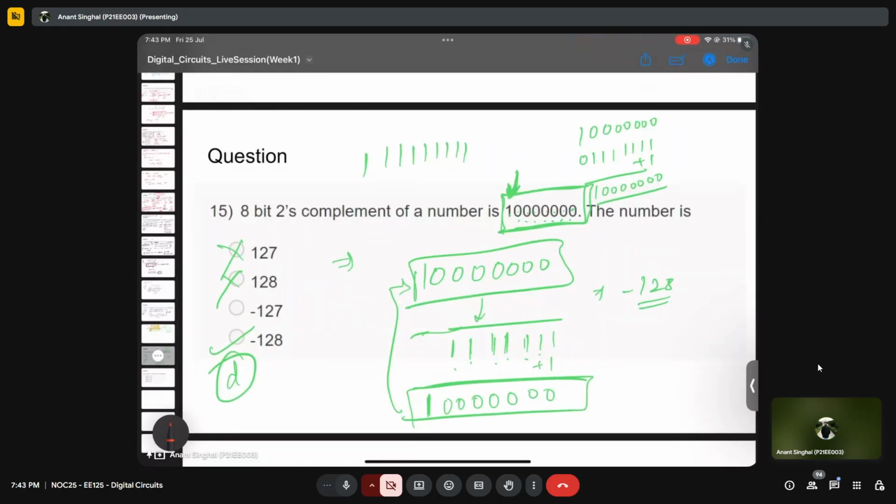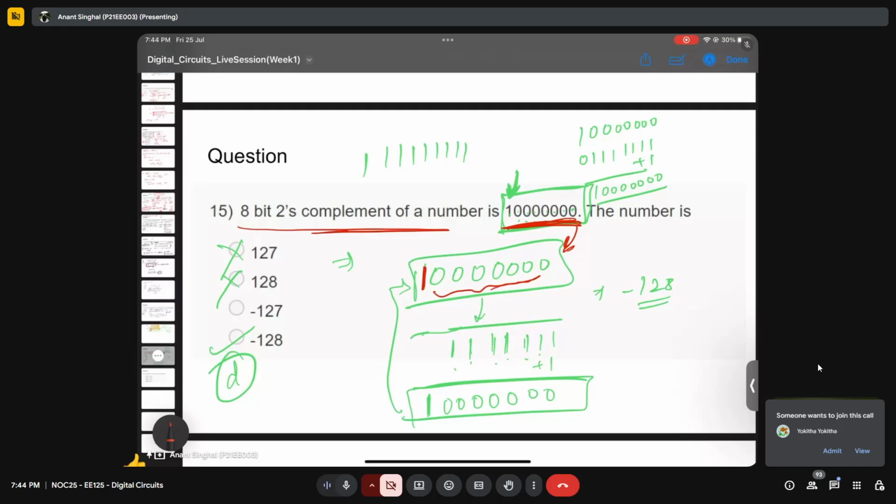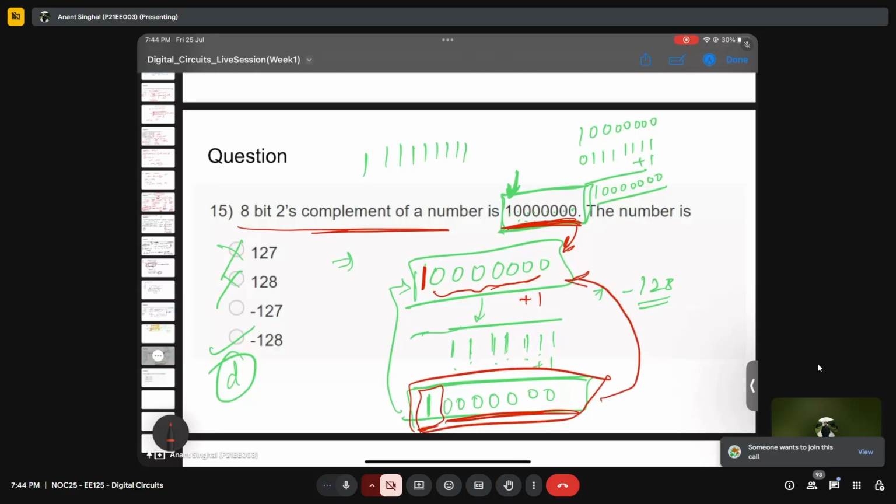Since it says the 8-bit 2's complement of a number is this, if I do the 2's complement of this, that would be the actual answer. So let's do the 2's complement. Ignore this bit because it is the sign bit. The 1's complement will be all ones, and if I add 1 to that, it becomes all zeros with a carry of 1. So that is again the same number. So this is actually -128.